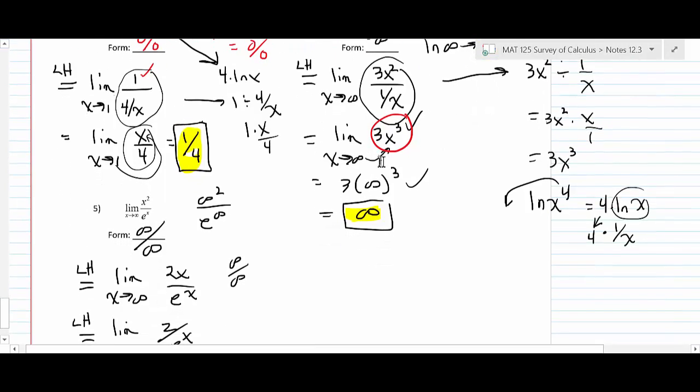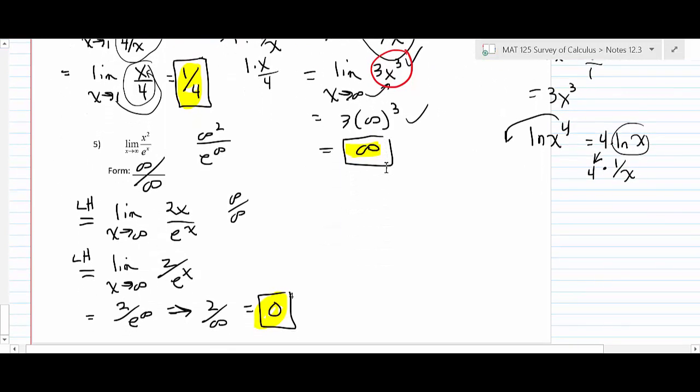Okay, and then the last one is an infinity over infinity form. The derivative of the top is 2x. The derivative of the bottom is e to the x. It's still infinity over infinity. So you do L'Hopital's rule a second time. The derivative of the top is 2. The derivative of the bottom is e to the x. Now plug in. If you replace the x with infinity, notice you have 2 over e to the infinity, which is 2 over infinity, and that goes to 0.